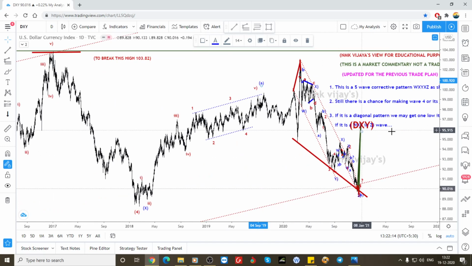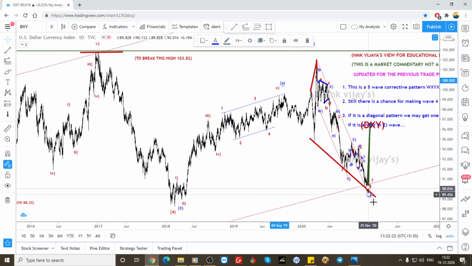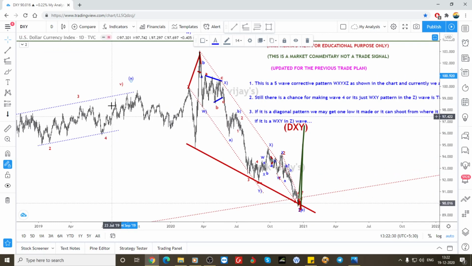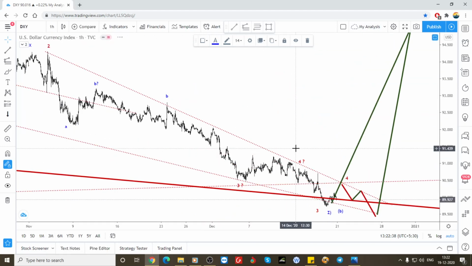That we will see later onwards if it breaks this 88 zone. So as of now, I don't have any other alternative counts. We are in either an expanded triangle or a regular connecting wave for the upper side. So we will move on to the 1-hour chart.